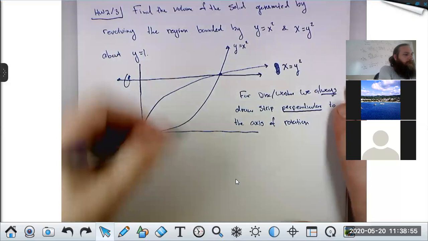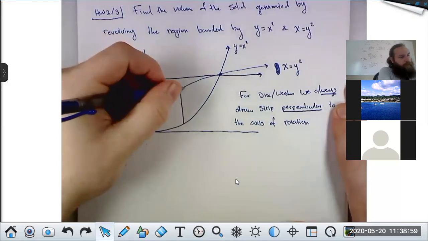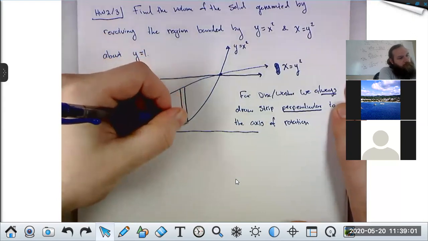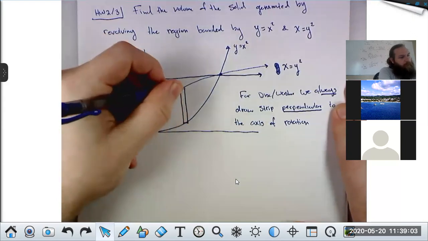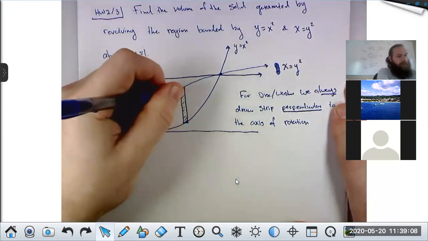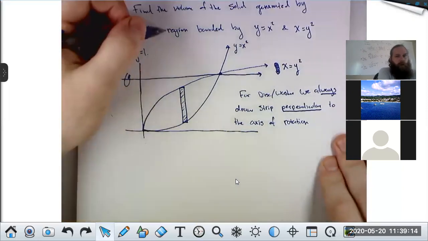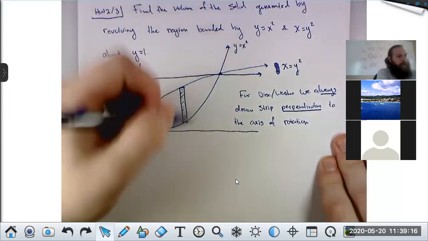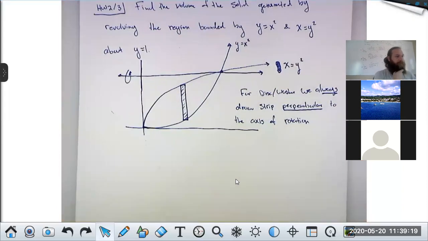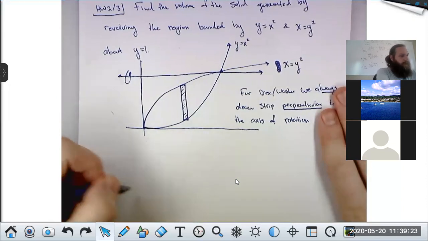So here is my region. My axis of rotation is that horizontal line, y equals 1. So my strip being perpendicular to it will look like this. So here's my little differential thickness strip. And I'm going to imagine rotating this strip around this line, my axis of rotation. When I do that, I will generate a little differential volume.